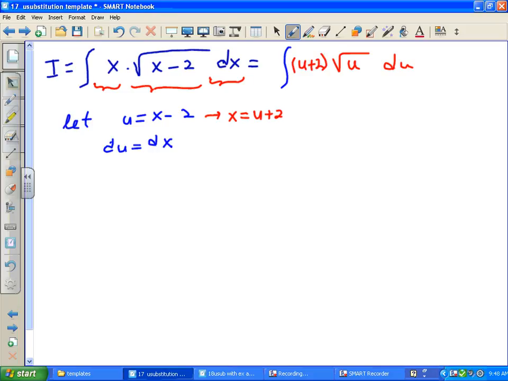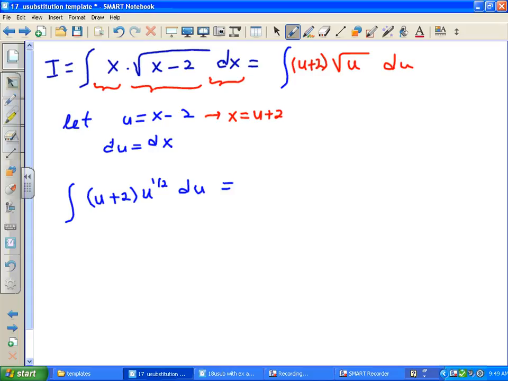Now, some of you might say, well, this doesn't look that much simpler than what we started with. I'm going to just rewrite it over here. We have u plus 2 times the square root of u, which is u to the 1/2, du. This is what we have instead of the given problem. Any thoughts how we can proceed on this integral? Now, does it look any better than what we started with? Looks a little bit better, right? It's still complicated looking, but what is it that we can do here that we couldn't do earlier?